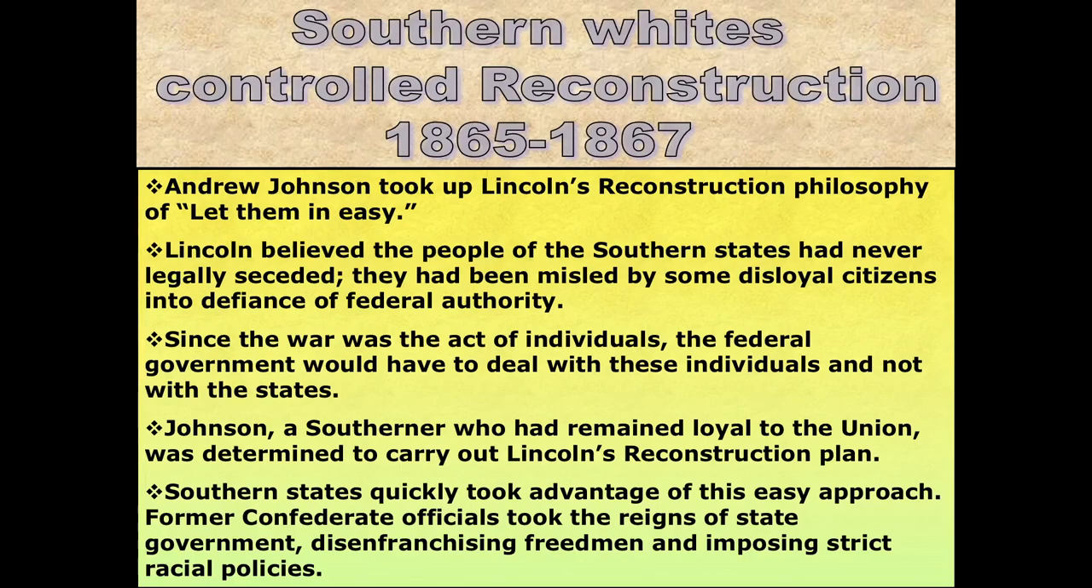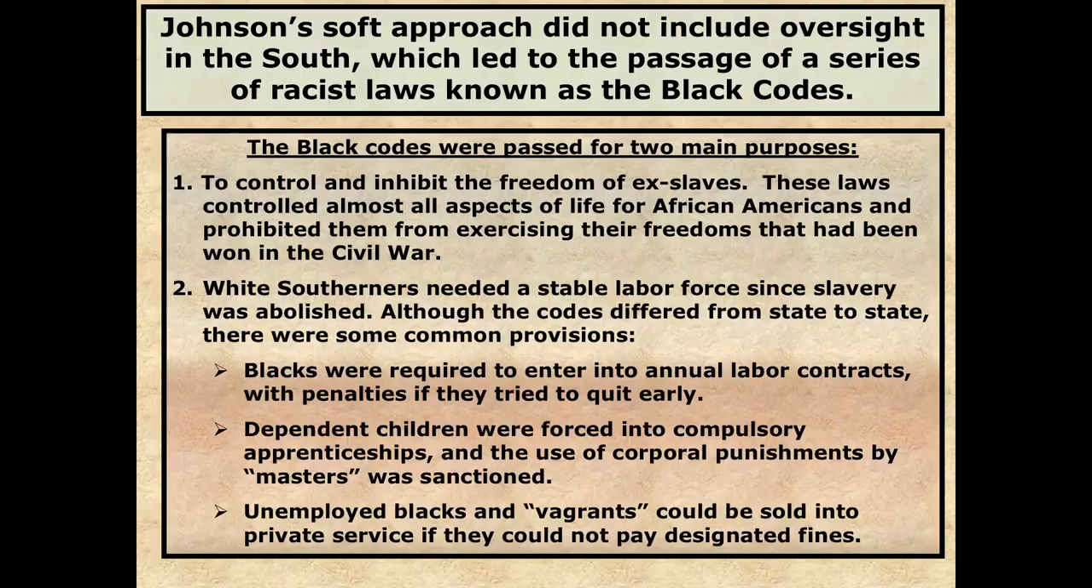This is another thing that happens under President Johnson's plan. The Black Codes were established, which basically, it'd be like if you took the old rules and old laws of slavery from prior to the Civil War and got rid of the word slave and replaced it with apprentice. That's what these laws were. Black Codes.